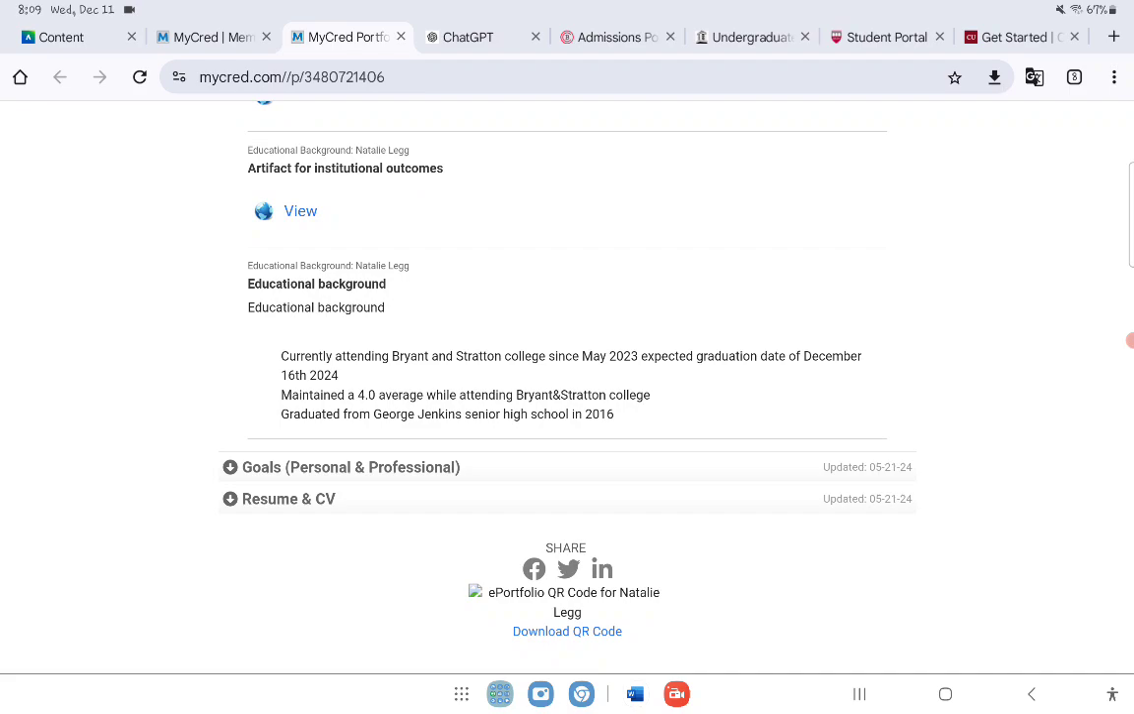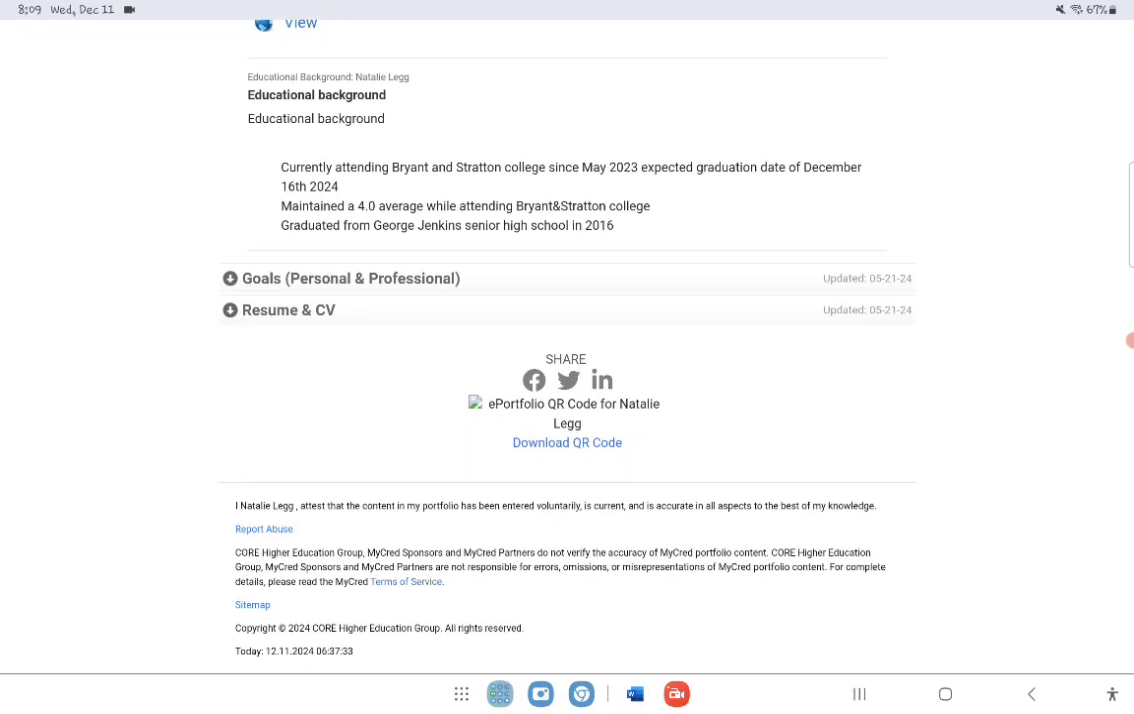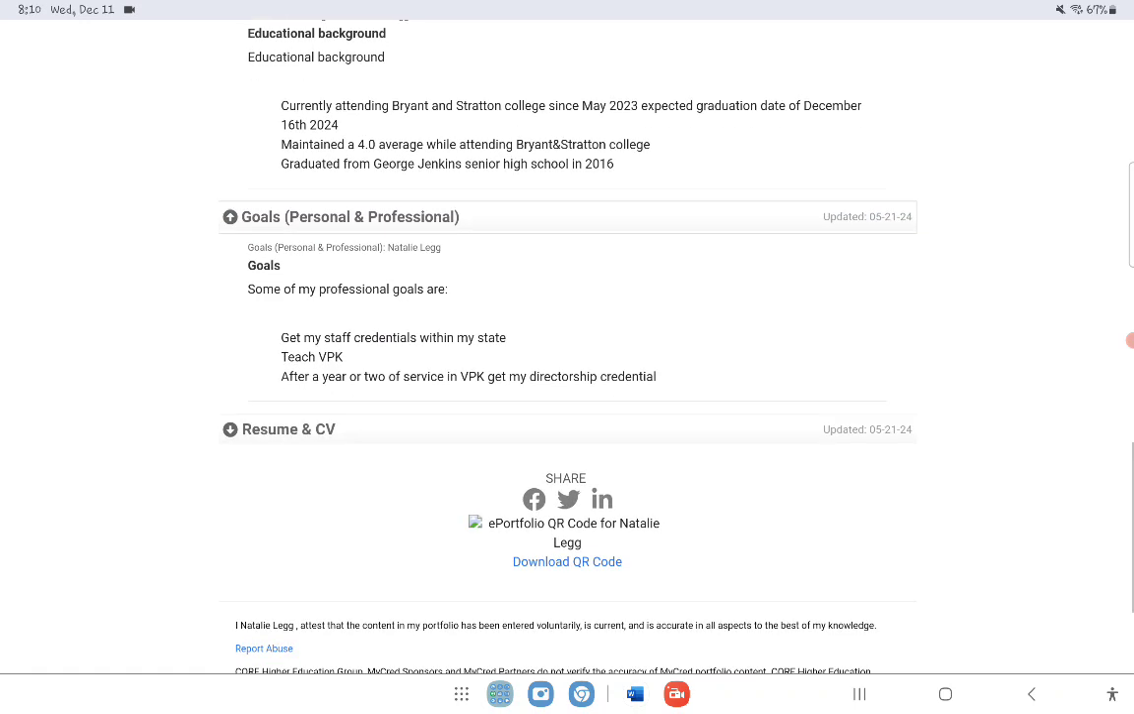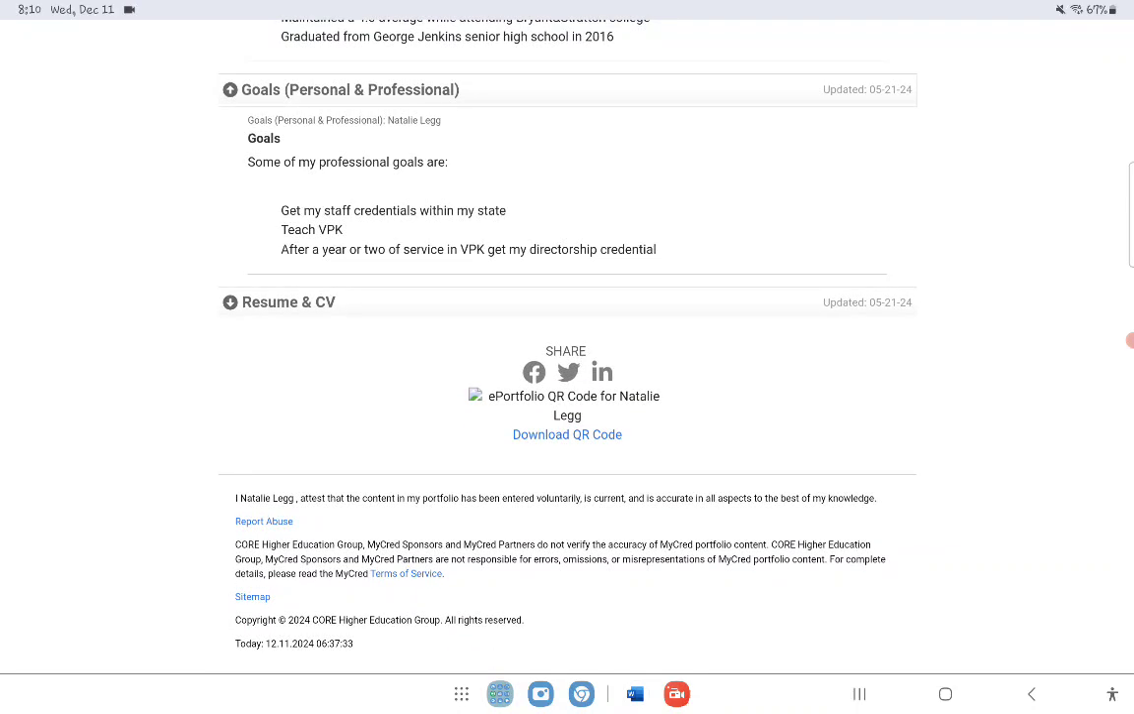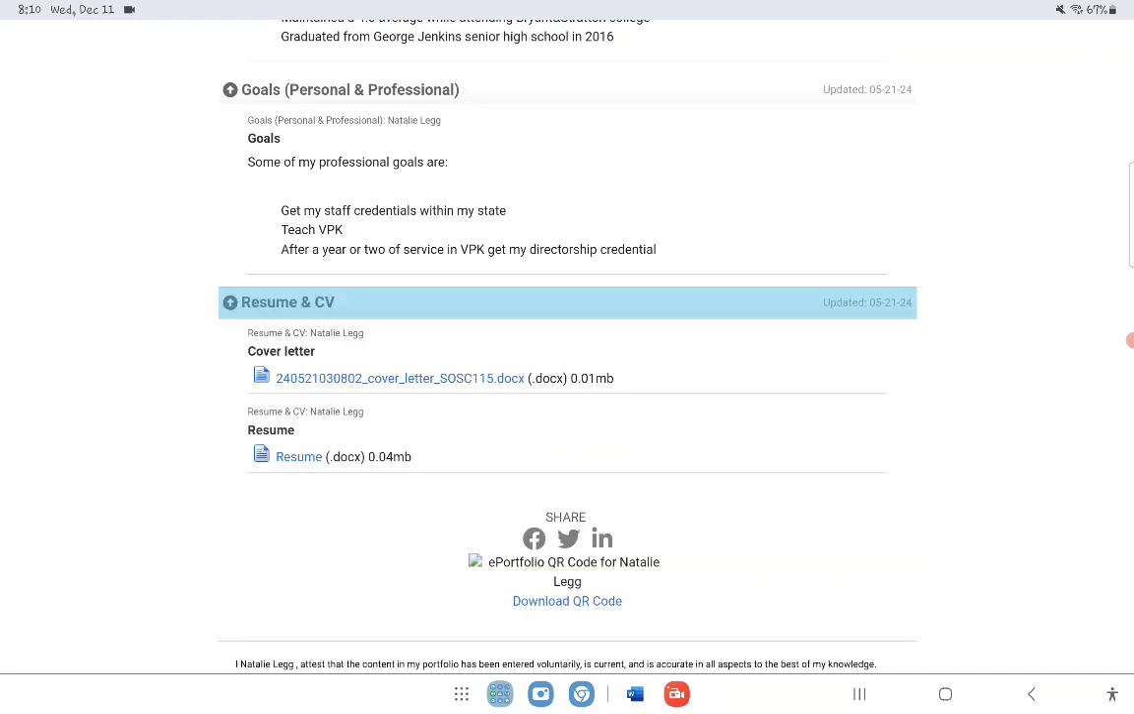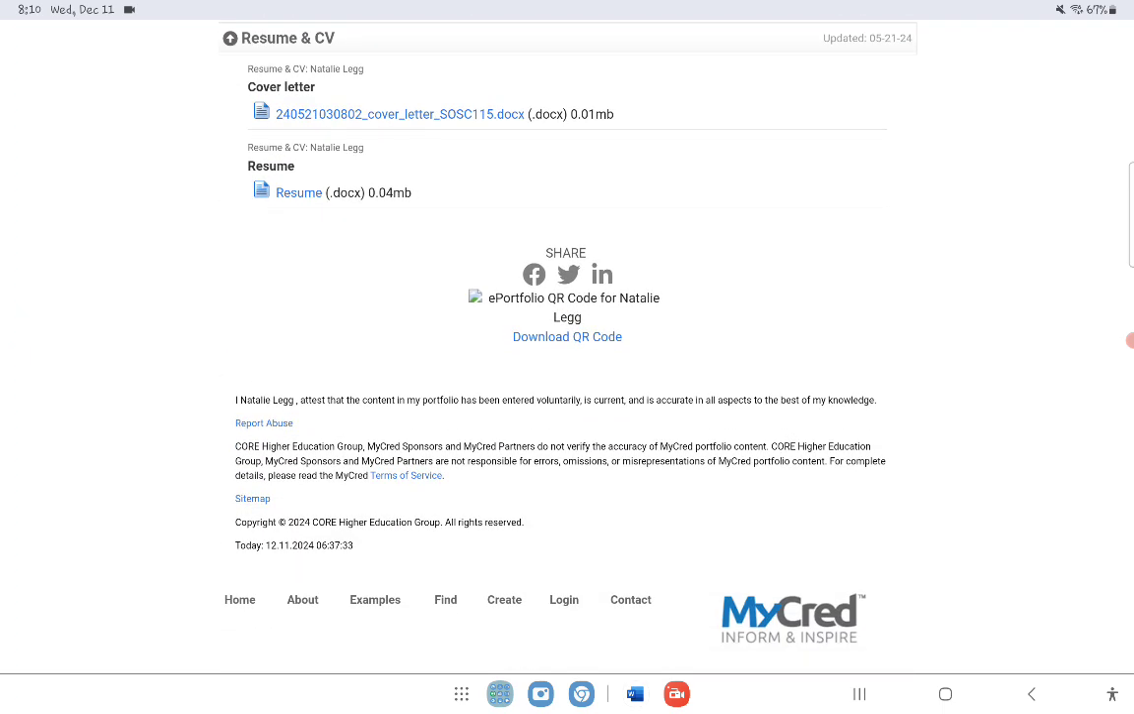And then going down into the rest of my educational background, I currently attend Bryant and Stratton College. I have since May of 2023. I will be finishing my coursework in just a few short days, on December 16th. I have maintained a 4.0 average while attending Bryant and Stratton, as well as when I graduated high school. Some professional goals I have are getting my staff credentials within my state, teaching voluntary pre-kindergarten, and after a year or two of service in VPK, getting my directorship credential. And then down below, I have my resume and cover letter.